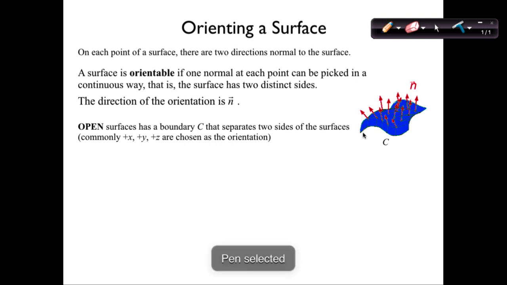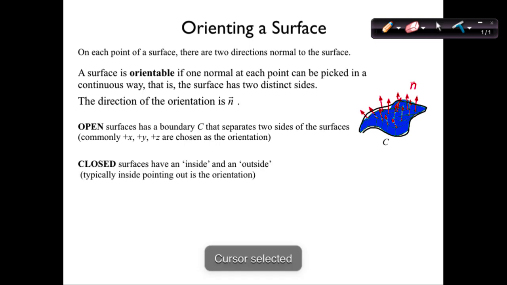This thing right here is C. It's the boundary between the two sides. That's an open surface. So a closed surface, think of a surface that's closed. It has an inside and an outside. So what's an example of a closed surface? Sphere, right? Ellipsoid. Or we could make a closed surface out of a cylinder and two discs, right? If you took a cylinder and two discs, that would be closed.